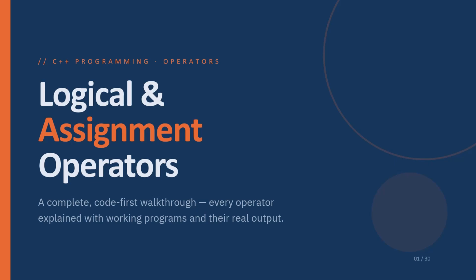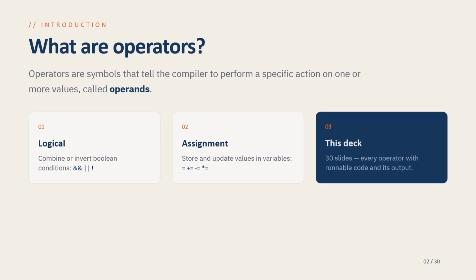Hello everyone. In this lecture, we will learn about logical and assignment operators in C++. Logical operators help us make decisions by combining conditions, while assignment operators are used to assign and update variables very efficiently. So operators are special symbols that perform operations on variables or values. In this session, we will focus on logical operators and assignment operators, both of which are used extensively in C++.